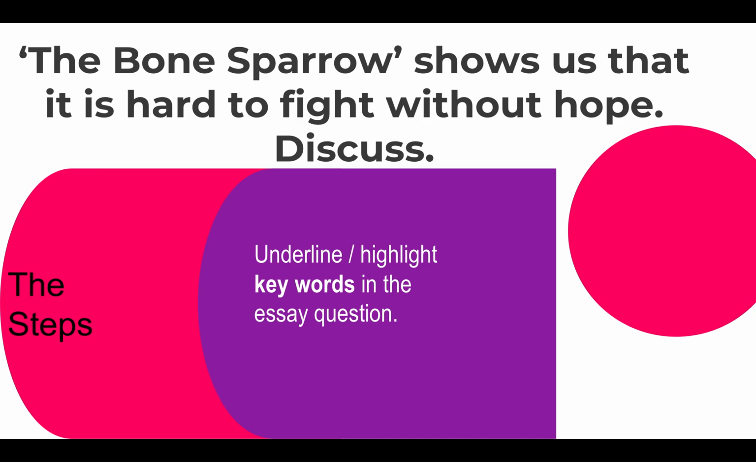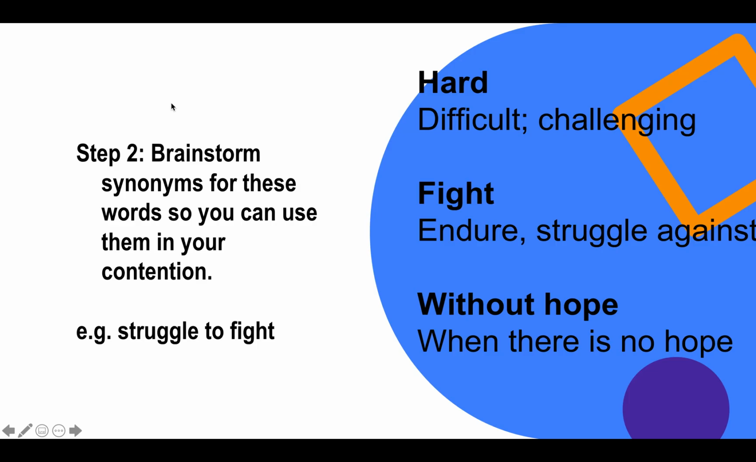So the first thing you're going to do is look at the question and you're going to underline or highlight keywords. So the Bone Sparrow is obviously the novel, okay? It shows us that it is hard. So I'd say hard is a keyword.